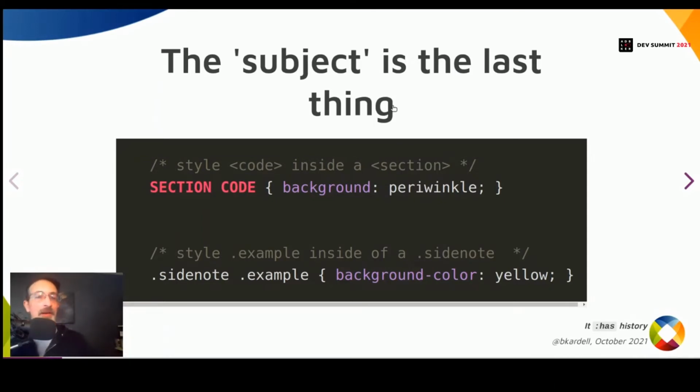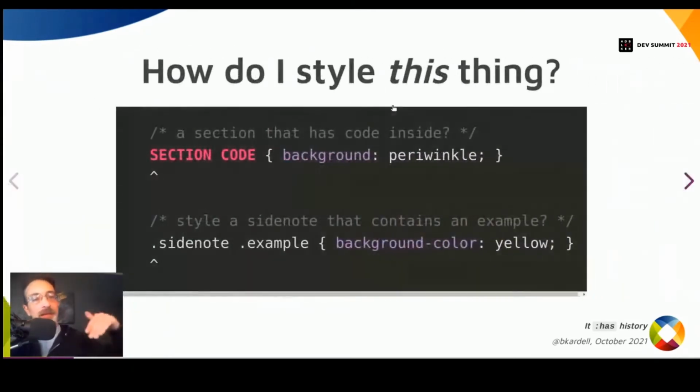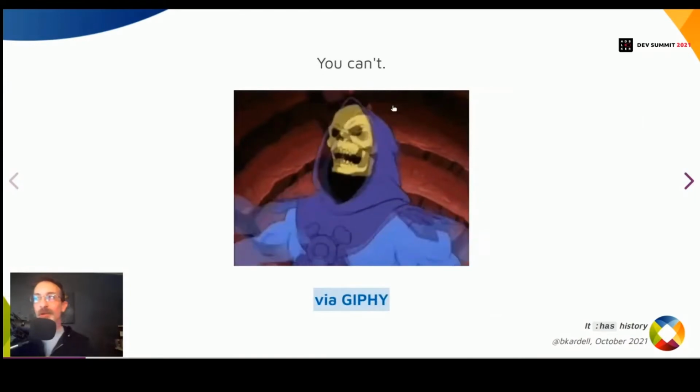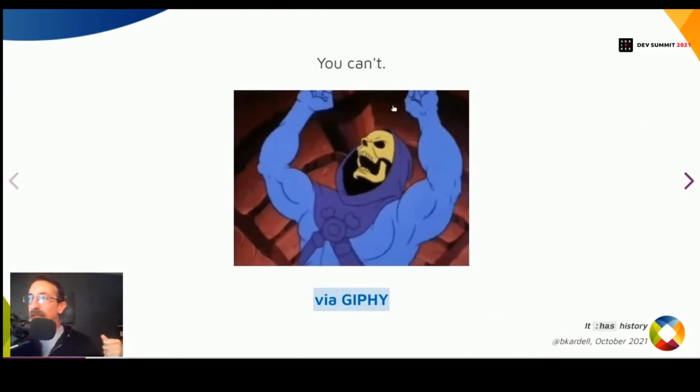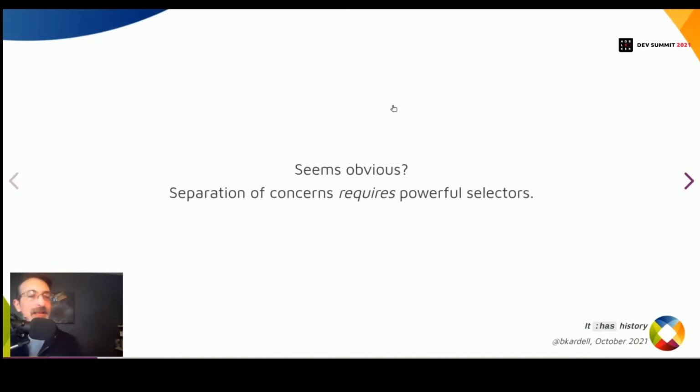But very, very quickly, people always ask the question, but how do I style this thing, the thing over on the left? I want to style a section if it contains code, or a side note if it contains an example. And the really, really frustrating thing is you cannot. It seems so obvious, right? I mean, the separation of concerns, which CSS is supposed to be about, really requires you to have the ability to have powerful selectors. So how could the CSS working group miss this seemingly obvious thing?